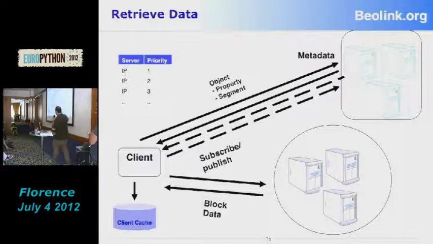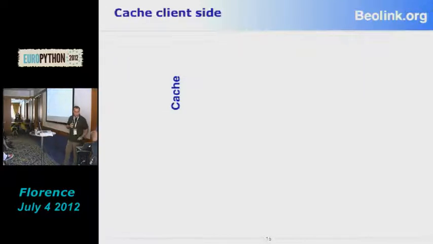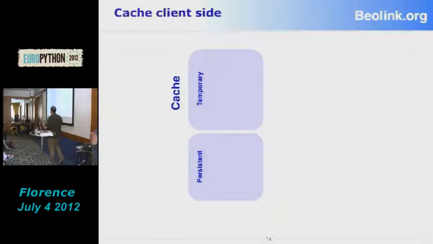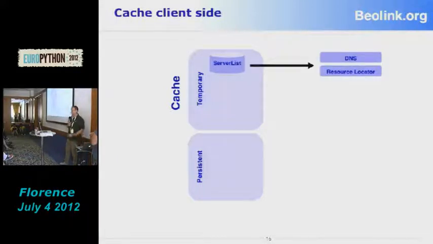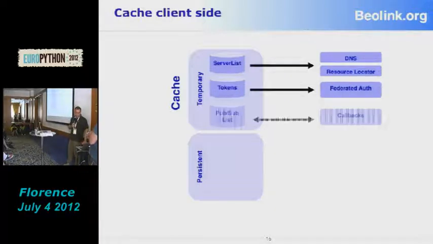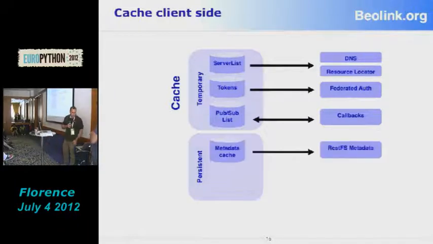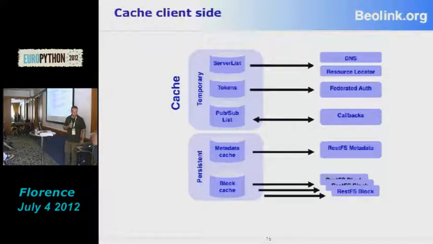That's the last: all the block data, all the information that you have retrieved, you store in a client cache. The client cache is divided in two parts. One part is in memory, and one is persistent, based on disk. In memory, you have the location information that you retrieve from DNS and the resource locator. You have the token for authentication, and you have the callbacks of all objects that you have in the cache. The permanent cache has the metadata and the data, which is a separate object.